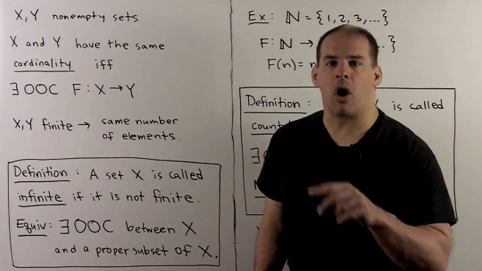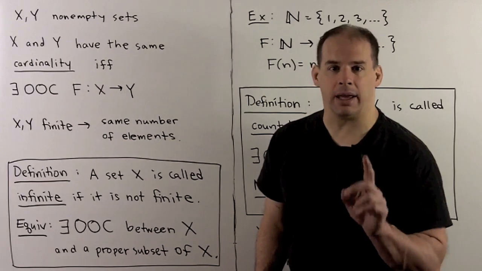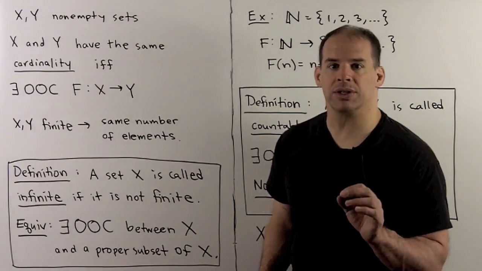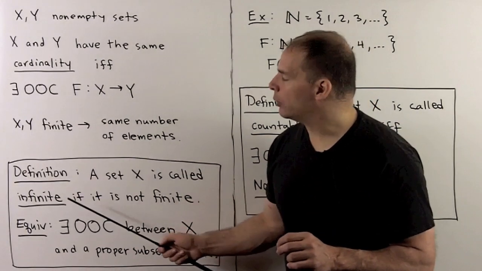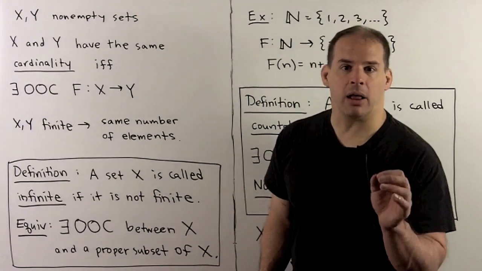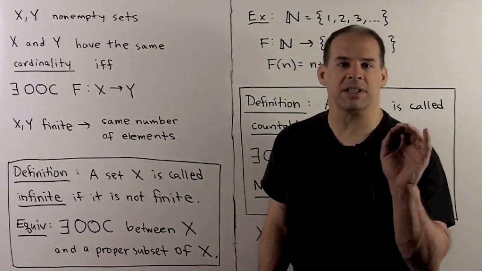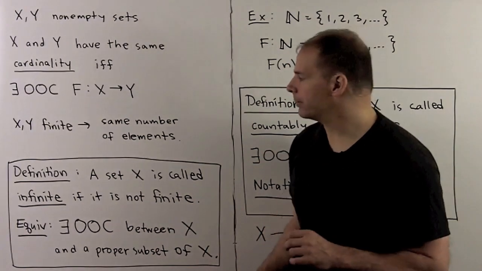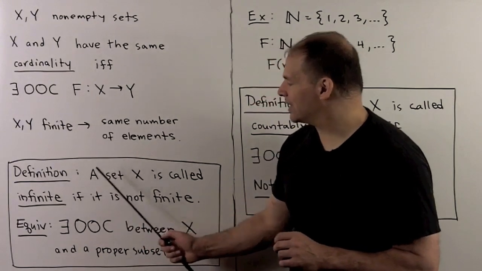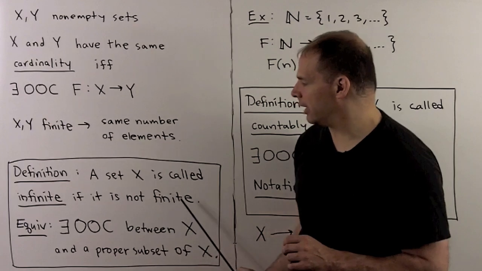So here we're going to take all the points of x and we'll use f to give each point a y label. So we're just relabeling the points. We've seen if x and y are finite, this just means they have the same number of elements. Now, we want to talk about infinite sets here. So definition. We'll say a set x is infinite if and only if it is not finite.